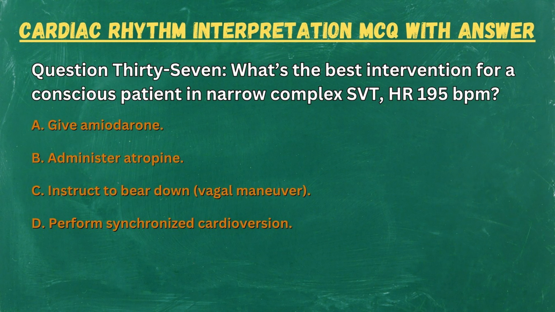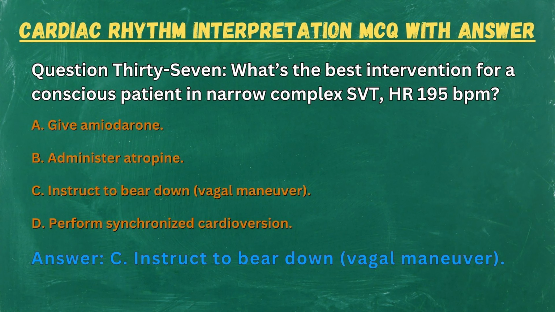Question 37. What's the best intervention for a conscious patient in narrow complex SVT, HR 195 BPM? A. Give amiodarone. B. Administer atropine. C. Instruct to bear down, vagal maneuver. D. Perform synchronized cardioversion. Answer: C. Instruct to bear down, vagal maneuver.